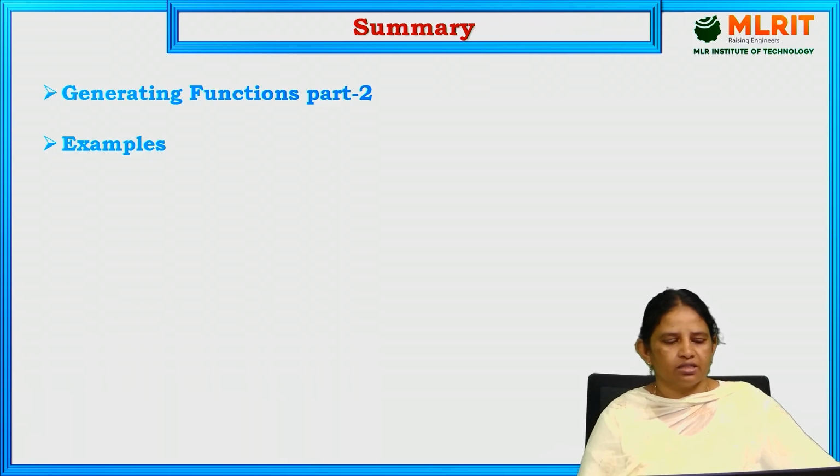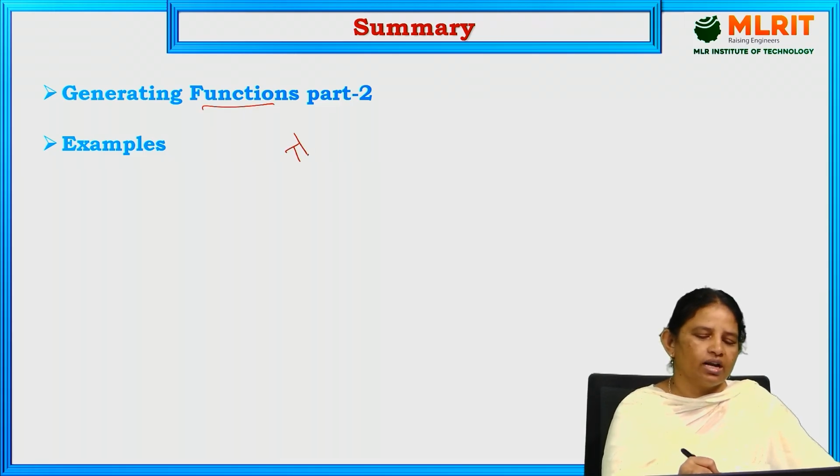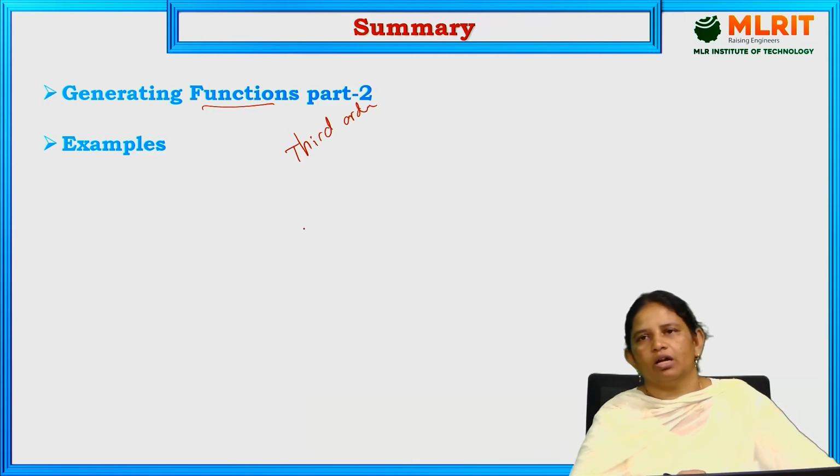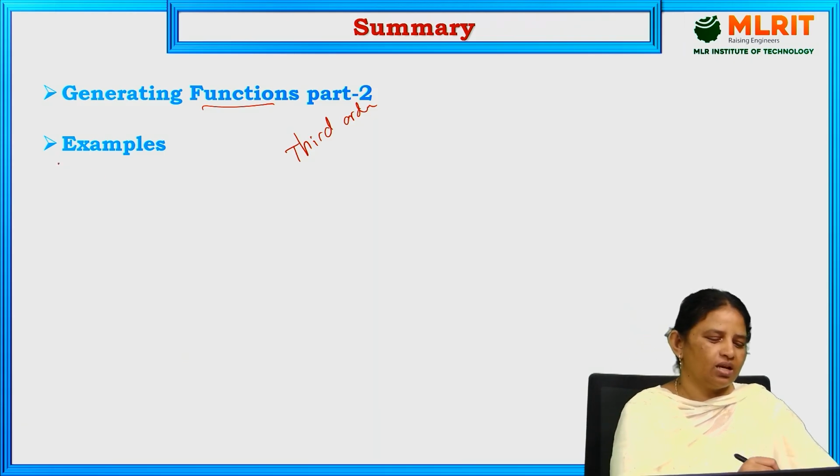So what we have discussed up to now: what is meant by generating function, what is the third order recurrence relation, and how to find the solution for the third order recurrence relation. We can understand both things with the help of the example.